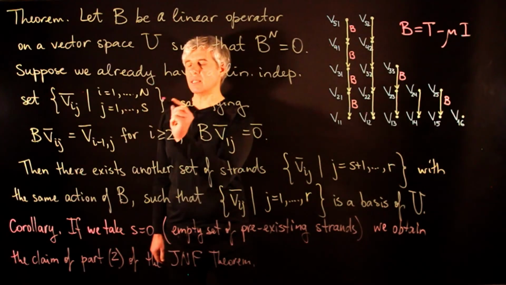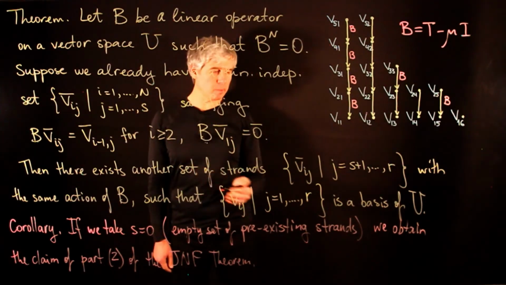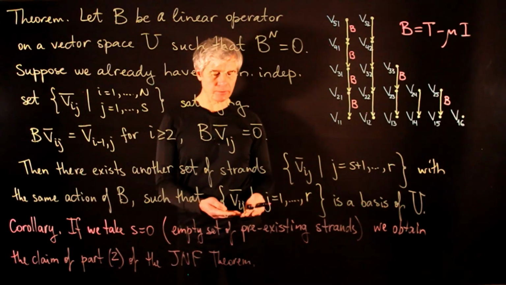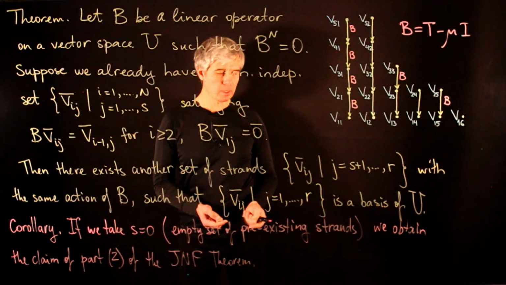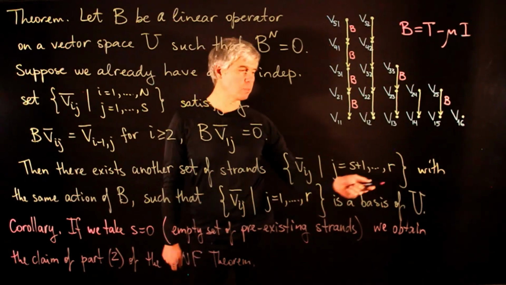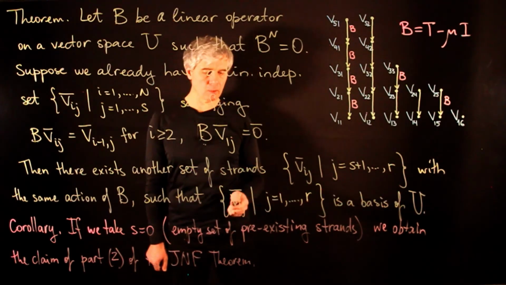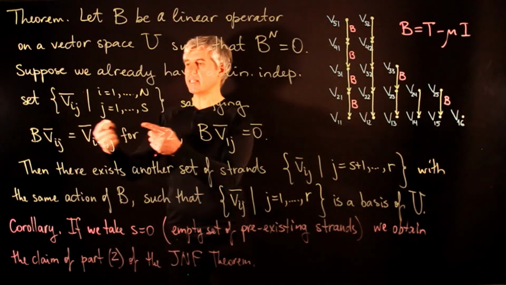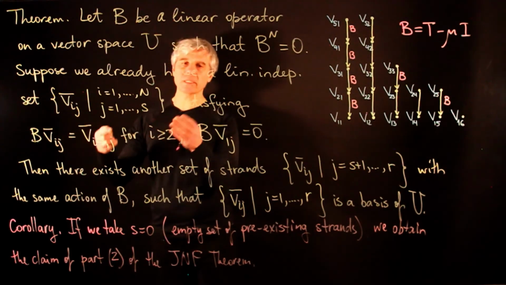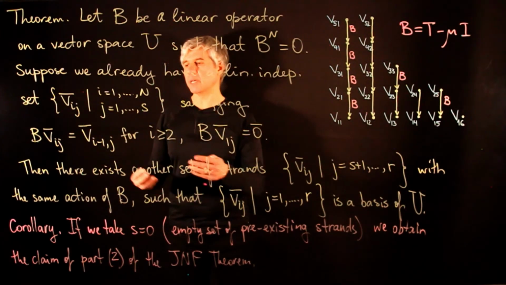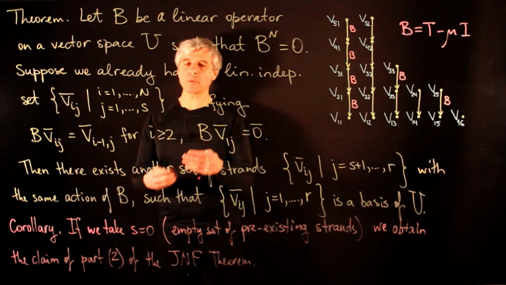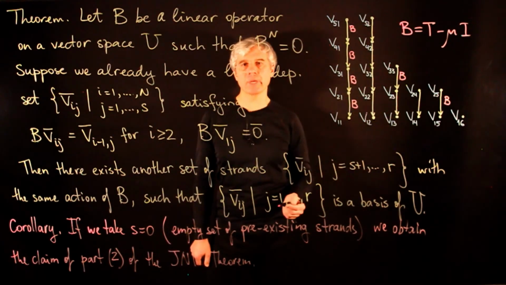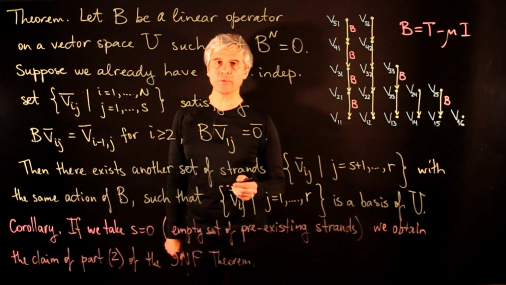Without these pre-existing strands, this theorem claims that the space U has a basis that consists of a union of strands, which is equivalent to saying that the space U decomposes into a direct sum of cyclic subspaces. This pre-existing family of strands makes the statement more complicated, but we need this in order to match our inductive procedure for construction of this basis. Let us give the proof of this theorem.